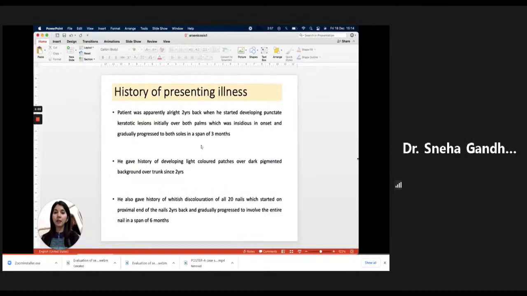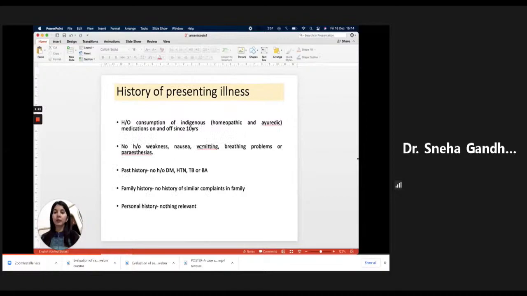Patient was apparently alright 2 years back when he started developing punctate keratotic lesions initially over both palms, which gradually progressed to involve both soles. He also gave history of development of light colored patches over dark pigmented background since 2 years, and he also gave history of whitish discoloration of all 20 nails.